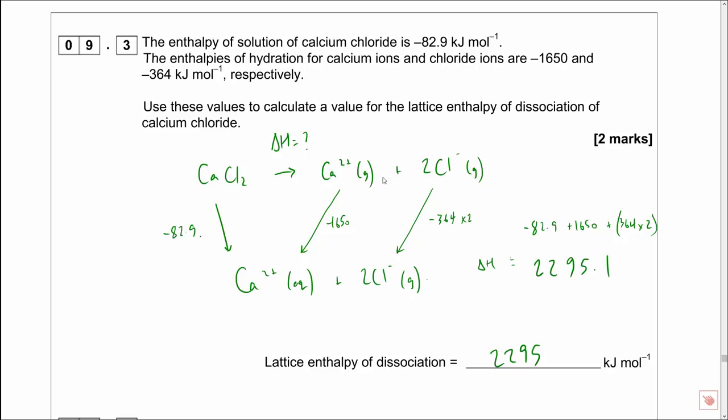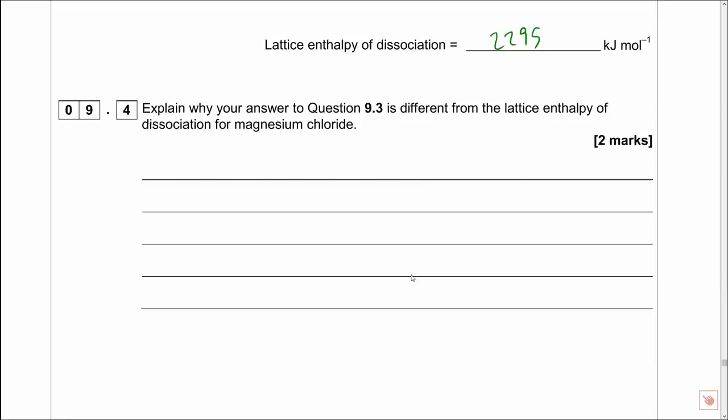They don't give you much detail besides just the actual enthalpies. You are expected to know what the enthalpy changes themselves entail, like gases to aqueous, etc. 2 marks there, not a huge amount. Almost at the end of the paper now. A couple more questions. Explain why your answer to question 9.3 is different from the lattice enthalpy of dissociation for magnesium chloride.